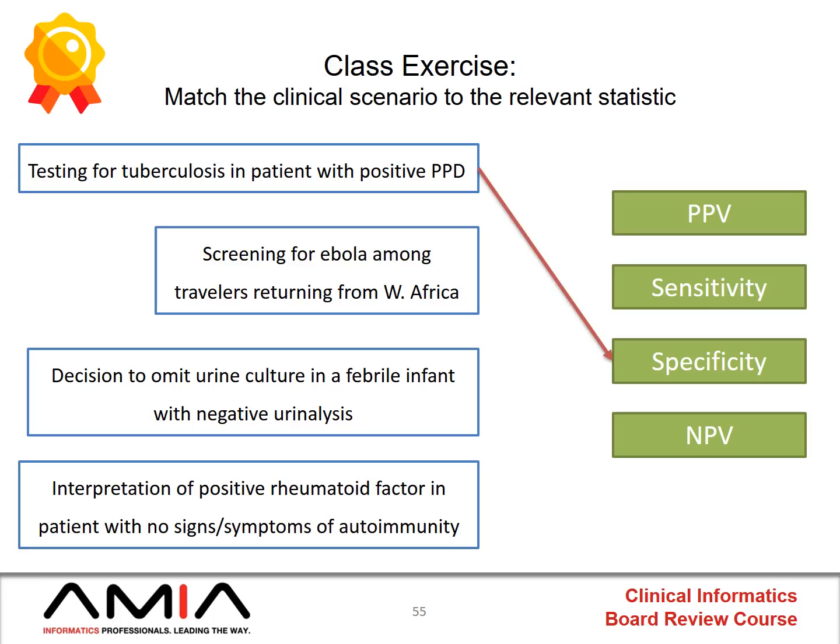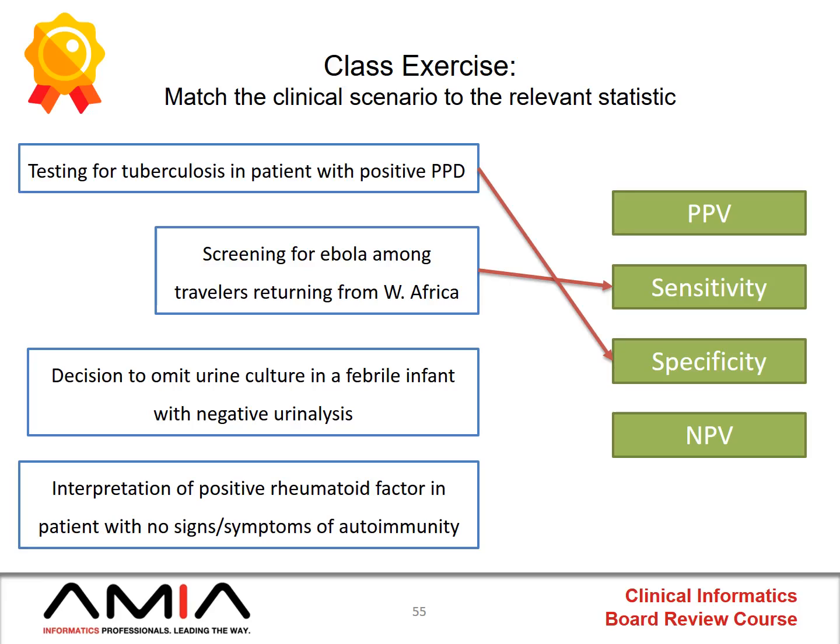In the second example, screening for Ebola among travelers returning from West Africa. Well, the hint is in the example itself, but I'm looking for a very, very low prevalence disease, and I want to screen for it. And by the way, I can't afford to be wrong. So I need a test that's very sensitive, because I can't afford a false negative. I can't send a patient home who has Ebola and I didn't detect it.